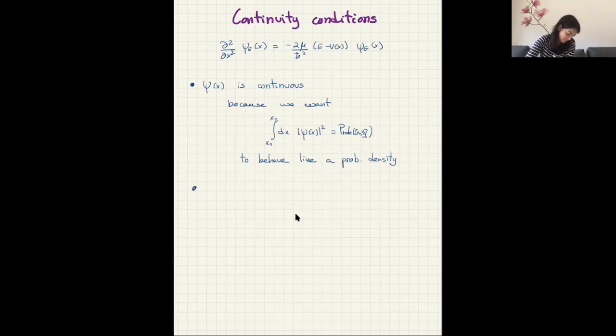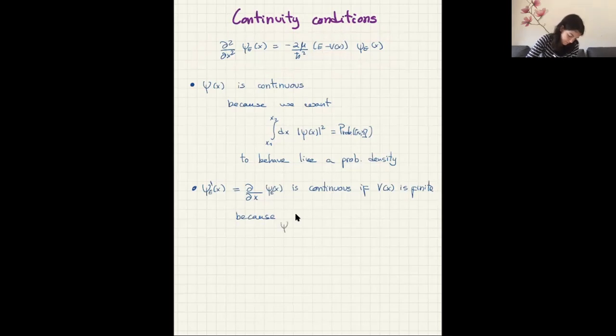What about the first derivative of the wave function? So psi prime is just this. Well, this one is continuous if V of x is finite. And why? Well, we can just take this differential equation and we integrate it once to find the derivative. By the way, this is just for the energy eigenstate, whereas the other one is general.